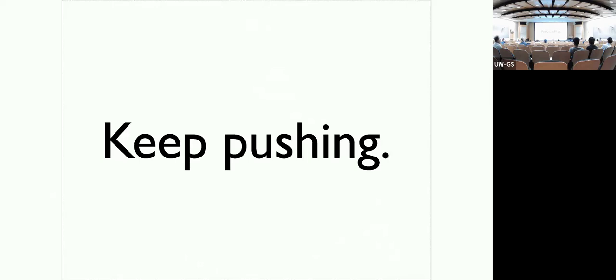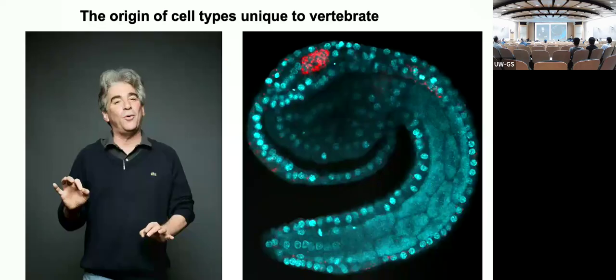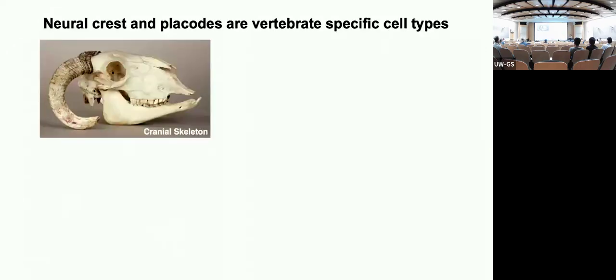All right, I'm going to spend a little bit of time talking about my own research. So at Berkeley, I studied with this guy, Mike Levine, who is most famous for understanding what those molecular switches were back in the 80s and the 90s. And I was interested in cell types that were unique to vertebrates. And particularly, I was interested in the origin of neural crest and placodes.